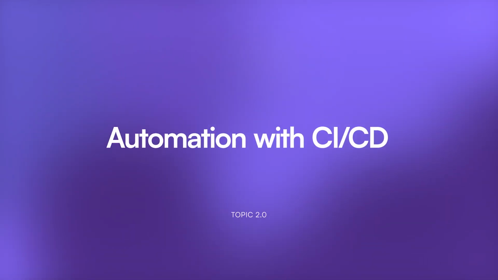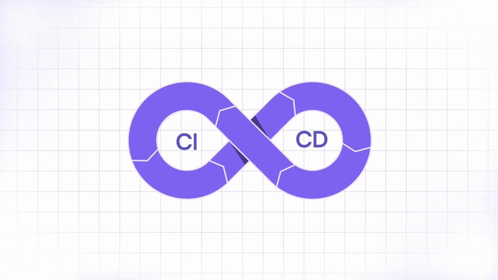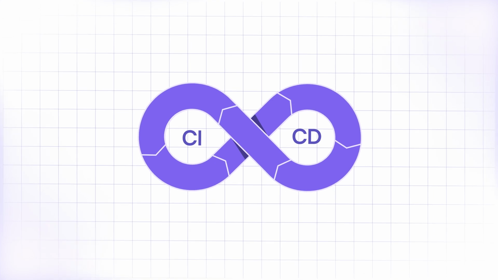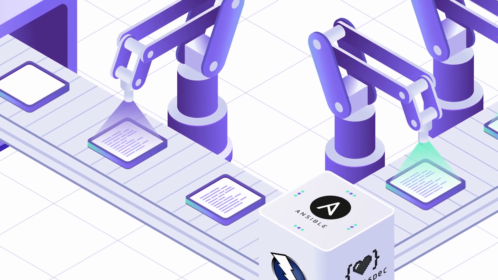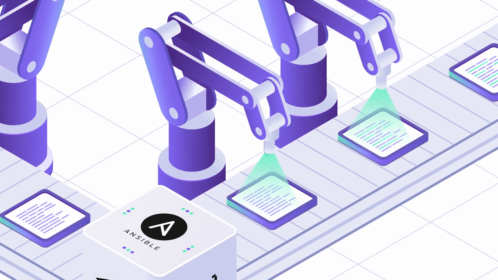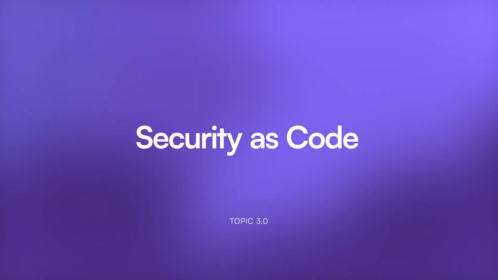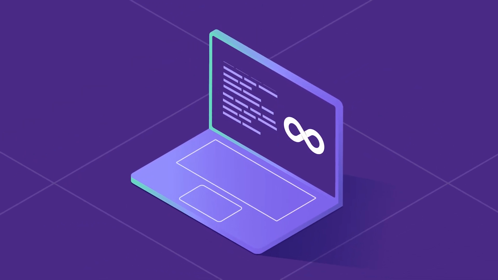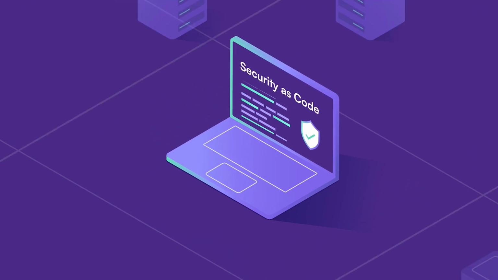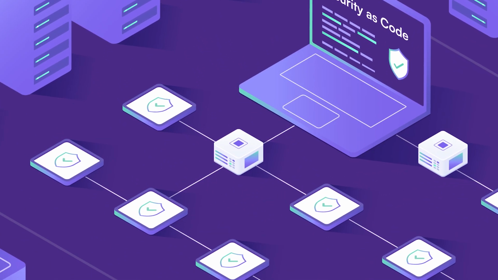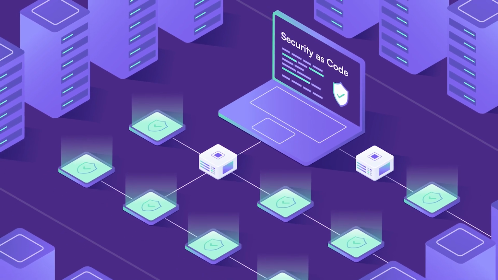Automation with CI/CD. At the core of DevSecOps is continuous integration and continuous deployment, CI/CD. This is not just a pipeline, it's a complex orchestration of code repositories, automated builds, rigorous testing, and deployment strategies. Security as code. DevSecOps transforms security into code, an approach known as security as code. Security measures are now programmatically integrated into the development pipeline, ensuring consistency and repeatability.